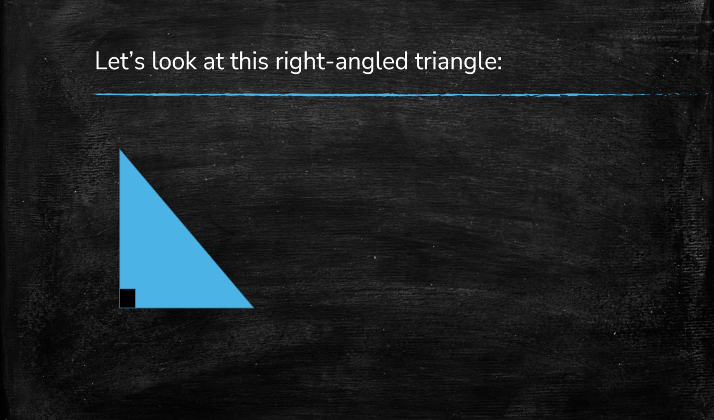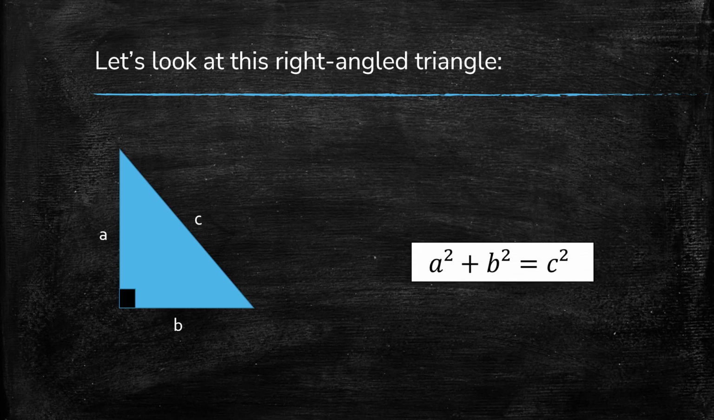Now look at this right angle triangle, and we know why it is a right angle triangle, because we have been given this small square which indicates that it is a 90-degree angle. To make the formula for the Pythagoras theorem, we have to give names to the sides. So I have given a and b to the two legs and c to the hypotenuse, and the formula is a square plus b square is equal to c square.